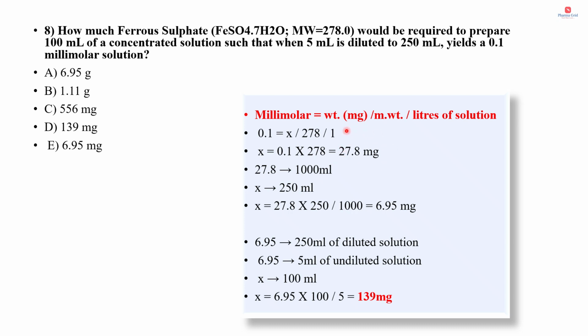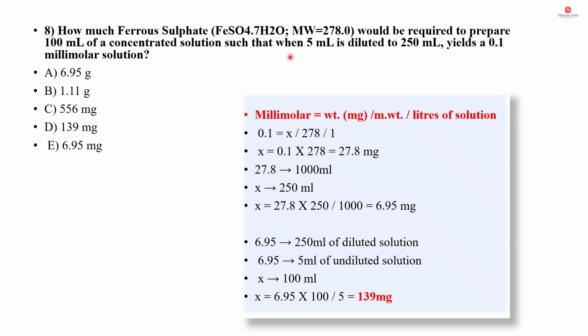So this is the amount of ferrous sulfate present in 1 liter of the solution, that is 1000 ml of the solution. Now we need to find out the amount present in 250 ml. So we already know the amount present in 1000 ml, that is 1 liter. Now we can find out the amount present in 250 ml, take it as x. Find out the value of x by cross multiplying, that is 250 into 27.8 divided by 1000, that is equal to 6.95 milligram. So 6.95 milligram of ferrous sulfate is present in 250 ml of diluted solution.